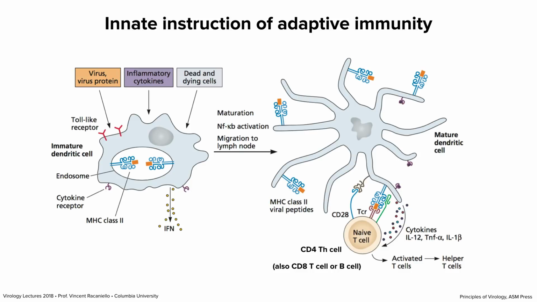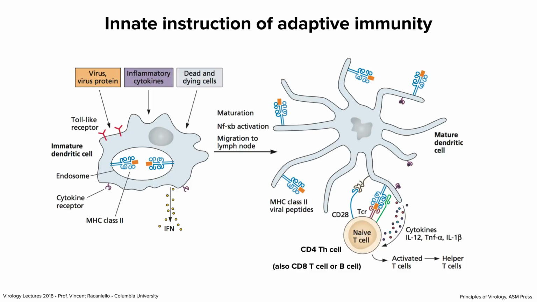And so these are sampling cells. They're at your epithelial barriers looking for trouble all the time. And these cells can detect viruses or viral proteins, cytokines, dead and dying cells, as I've just told you. And when they pick up these materials, they become activated. And that's the diagram shown on the right here. That's an activated dendritic cell. You can tell by the typical dendrite-looking appendages on it.